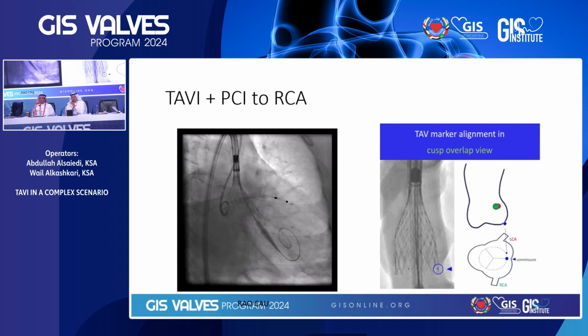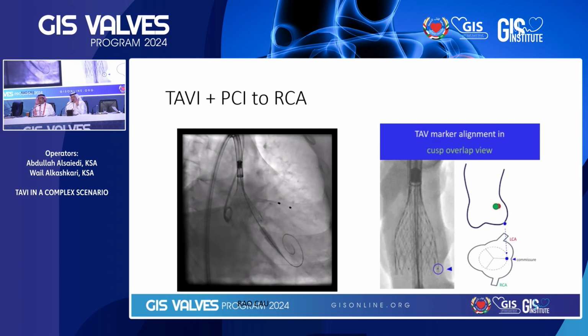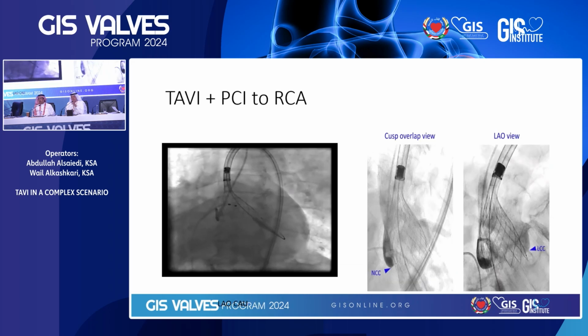So if the two dots are on the left of the screen, this means good commissural alignment. If they are on the opposite side, on the right of the screen, you most likely have complete malalignment. If it is in the middle, it's partial malalignment. This is very important.